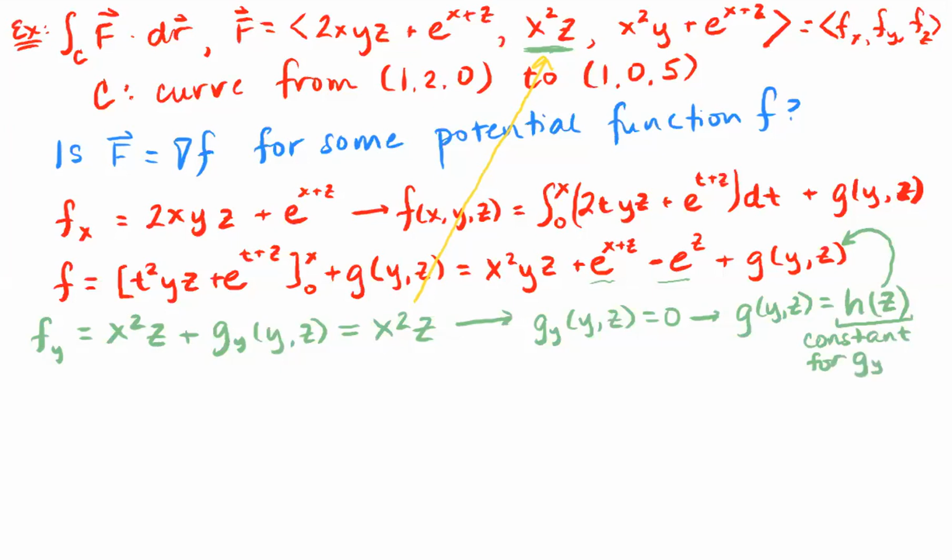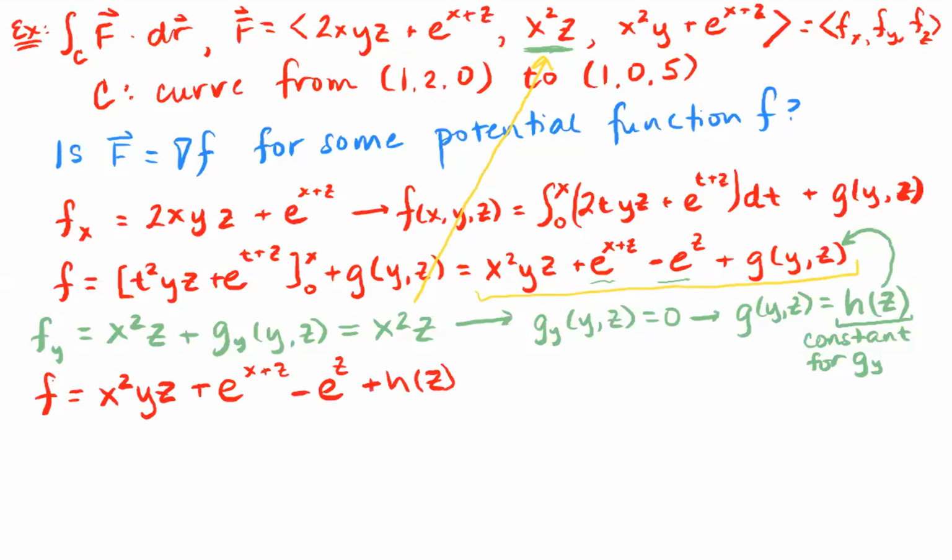Constant for partial G, partial Y. All right, so now I'm going back, and this is the equation that I have right here. So now I have that F is X squared YZ plus E to the X plus Z minus E to the Z plus H of Z. And now I'm on my last partial derivative.